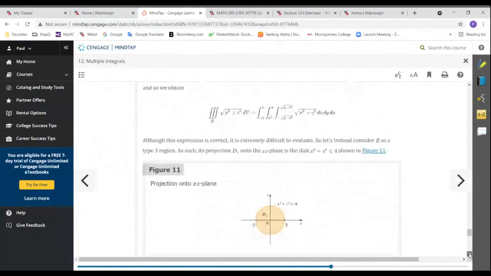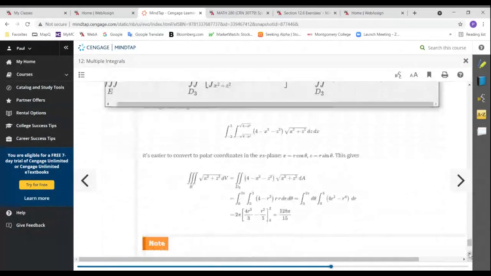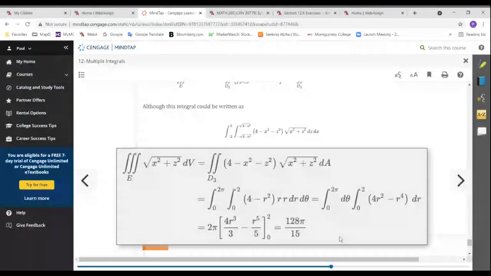Okay, and so when we do that, we replace x squared plus z squared by r squared. The r limits are going to go from 0 to 2, and the theta limits are going to go from 0 to 2 pi. And it turns out we're going to get 128 pi over 15 for that triple integral. Okay, are there any questions on that?